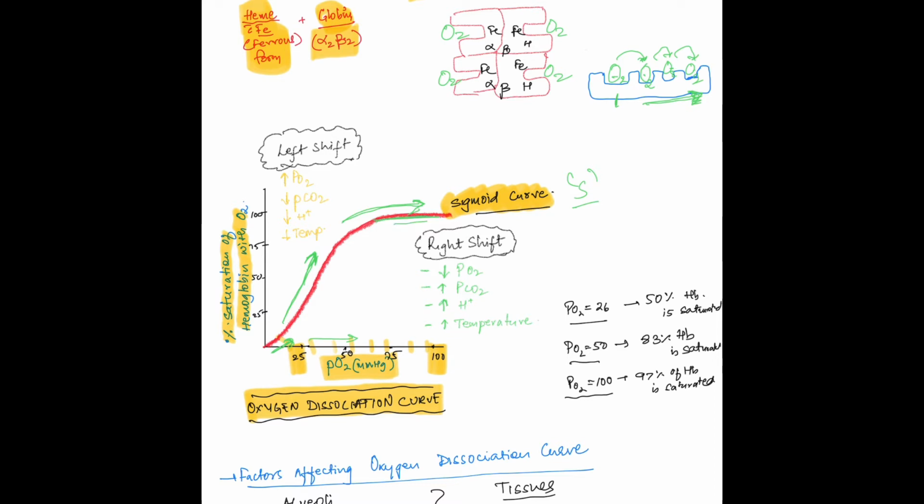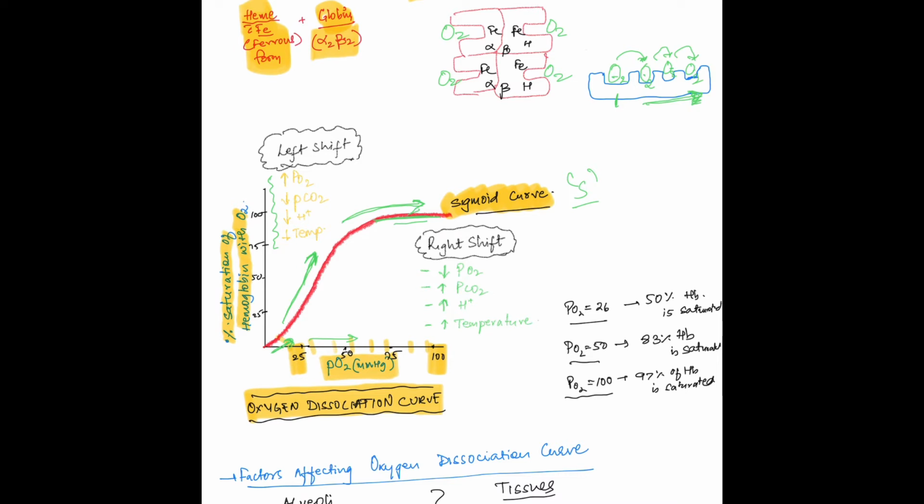Now there are certain factors which affect the binding of oxygen to hemoglobin, like partial pressure of oxygen, partial pressure of carbon dioxide, hydrogen ion concentration, and temperature. Before going any further, we need to understand that at the level of the lungs, where oxygen is continuously diffusing from the alveoli into the pulmonary capillaries, we need the affinity between oxygen and hemoglobin to be high, so that more and more oxygen molecules can be taken up by hemoglobin.